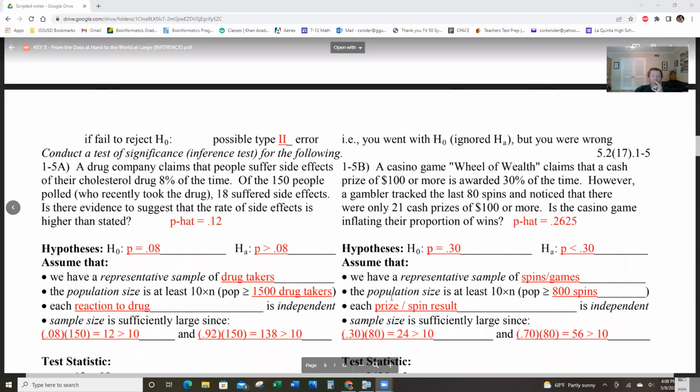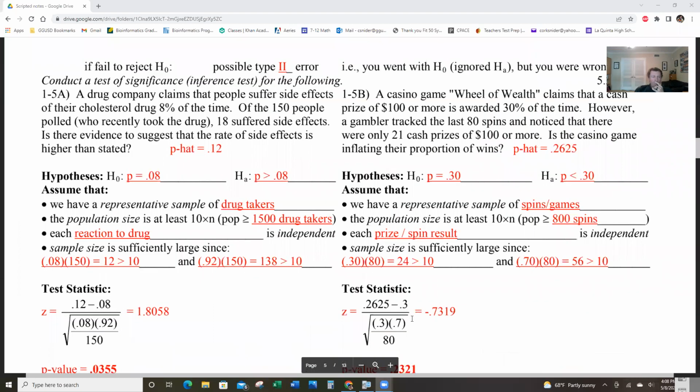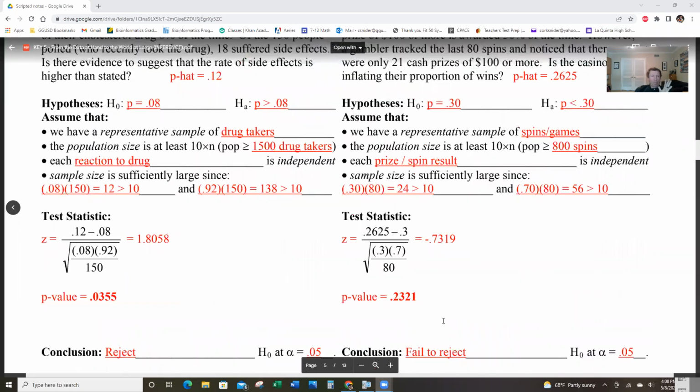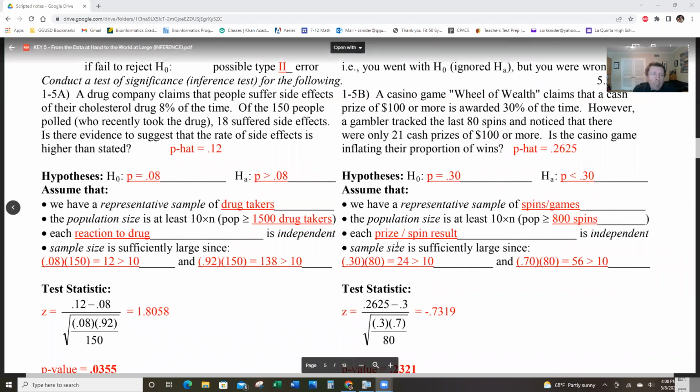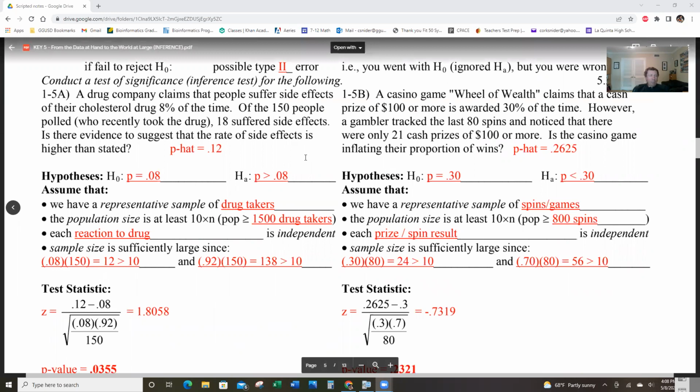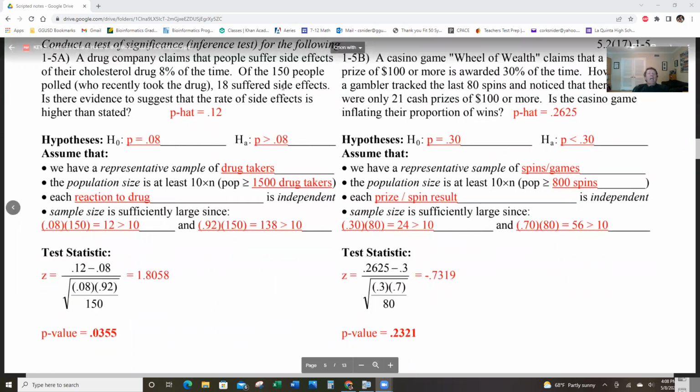So we're going to do 4 problems. Yeah, 1, 2, 3. We're going to do 4 problems. You know, it's all scripted for you. Okay. So here's the first problem. A drug company claims that people suffer side effects of their cholesterol drug 8% of the time. That does happen. Of the 150 people who took the drug, 18 had side effects. Is there evidence to suggest the rate is higher than stated?